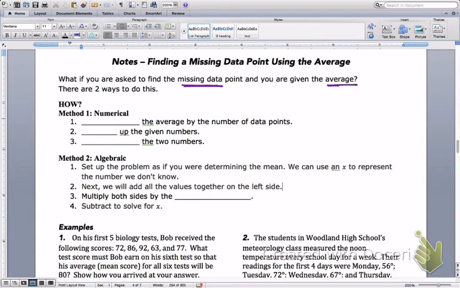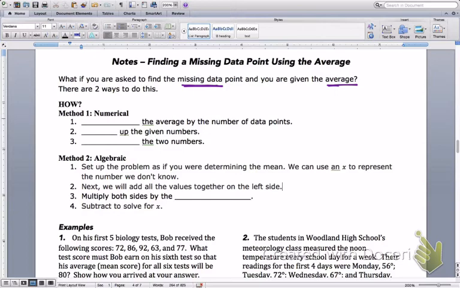So instead of me just giving you the numbers and you add, divide, find the average, we're going to work backwards. I'm going to give you the average, but I'm going to not give you one of the data points, so you're going to be working backwards to figure out that missing piece. So there are two general methods. There's a numerical method, and then there's the algebraic method. So I'm going to go over both.